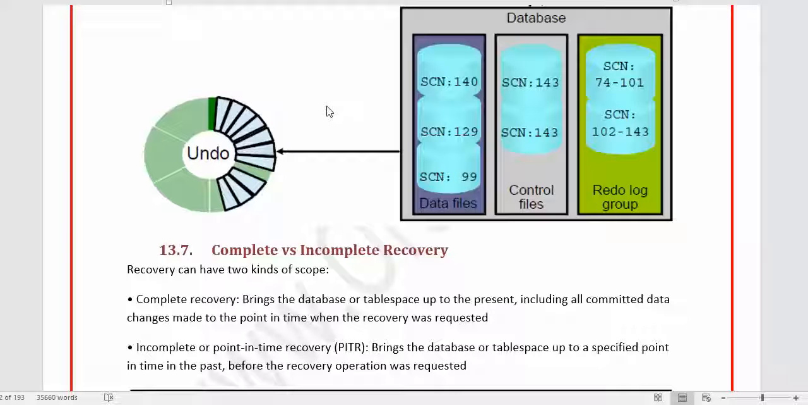That is the reason there will always be a difference in SCN numbers between the data files, control files, and redo log files, but there will not be any difference between the control file and redo log file. They both will be in sync. They both will be updated with the latest SCN number for sure, but the data files will always be out of sync because of the asynchronous action. So with that, we are done with the questions.